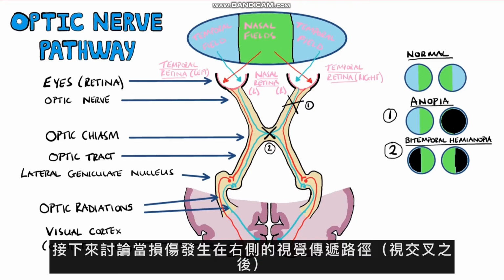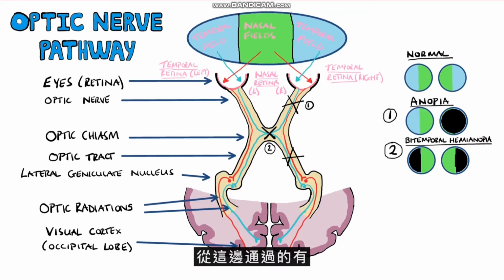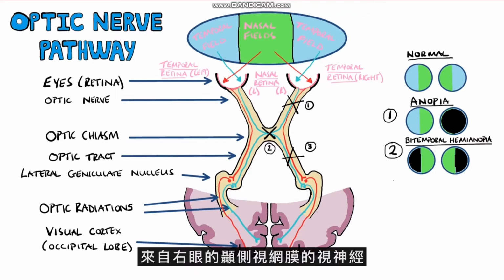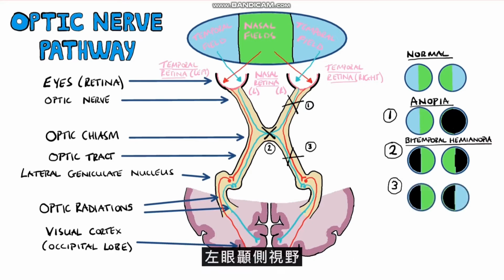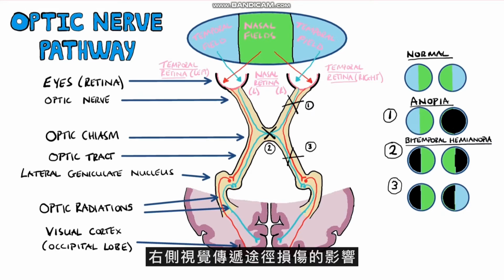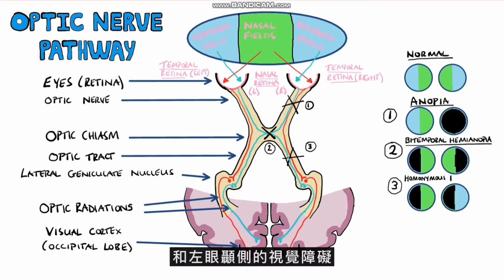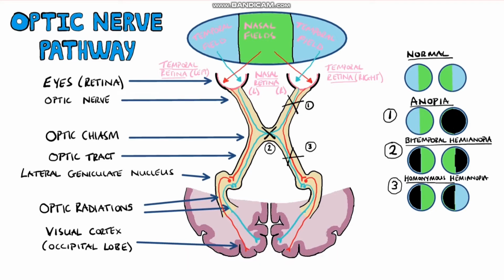Now let's say there's a lesion in the right optic tract. We know that it contains fibers coming from the temporal retina of the right eye, which is responsible for the nasal visual field. The right optic tract also contains fibers coming from the nasal retina of the left eye, which is responsible for detecting stimuli in the temporal visual field of that left eye. So, if both of these are affected due to some lesion in the right optic tract, the patient will have vision problems in the nasal visual field of the right eye and of the temporal visual field in the left eye. This is termed homonymous hemianopia.